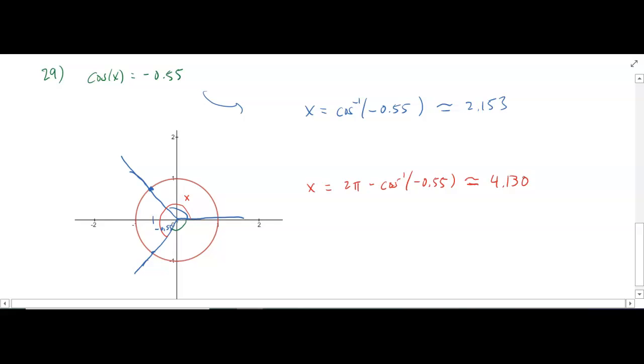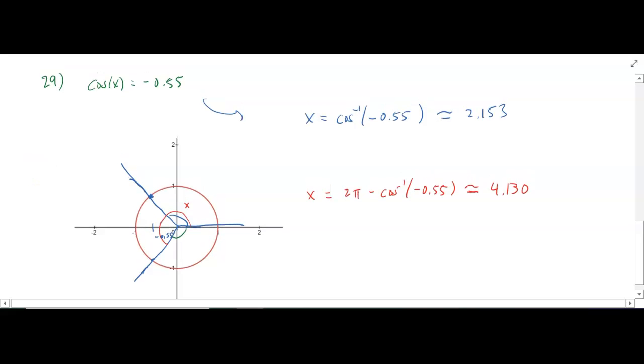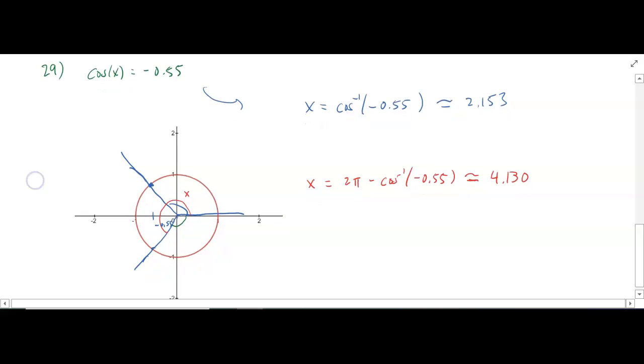Notice this one's a little bit different here. We're using that angle we just found, but we're subtracting that off from 2 pi to find the other angle in quadrant 3. It's very similar. We could write the general solution out if we needed to. Any solution of this equation, cosine of x equals negative 0.55, would be an angle coterminal to one of these two, so you'd add or subtract a multiple of 2 pi to these two solutions to find any other solution.